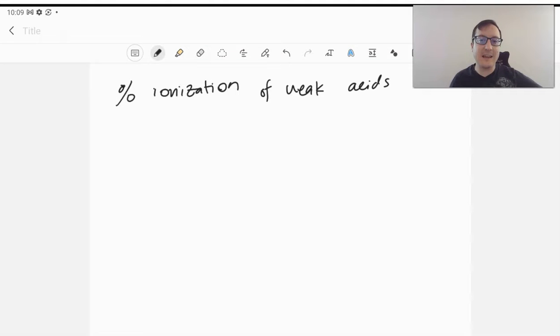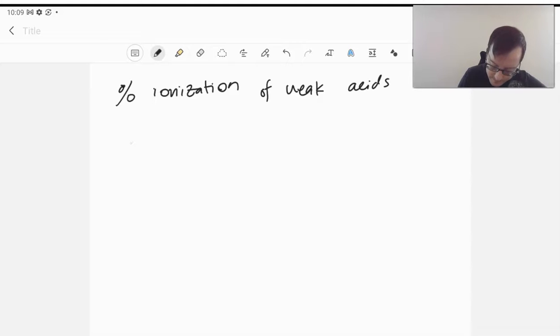If we look at the percent ionization of weak acids, this is a metric that tells us to what degree our acid is ionized. We know that strong acids are 100% ionized in solution, but we can calculate the percent ionization of weak acids as well.